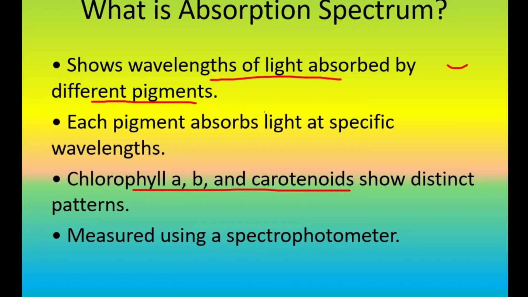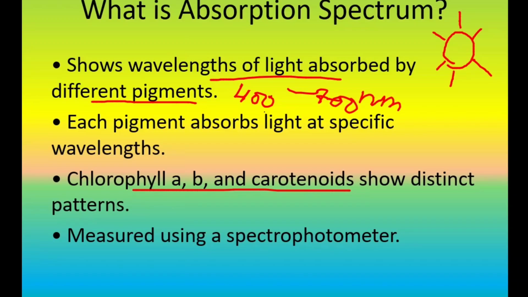Now if you see, the sun gives a lot of light, a lot of different wavelengths, right? But not all wavelengths are absorbed by the plant. Plant absorbs only specific wavelengths of light. You can say it can absorb around 400 to 700 nanometer of light, so the range of 400 nanometer to 700 nanometer.